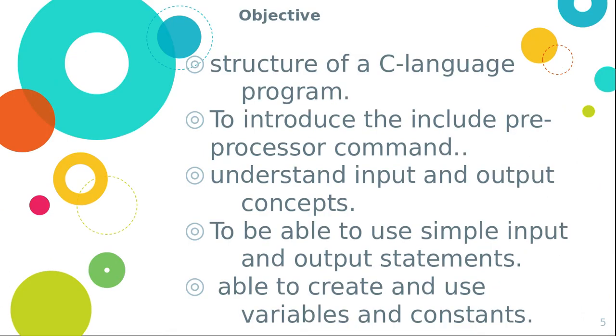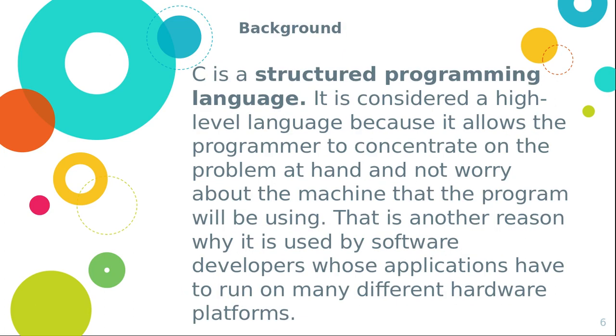So today the objective of the class is to understand the following points: the structure of C programming, introduce the preprocessor command, understand input and output concepts, be able to use simple input and output statements such as printf, and create a variable and constant. We already discussed the background of C. C is what type of language? A structural and procedural oriented language.